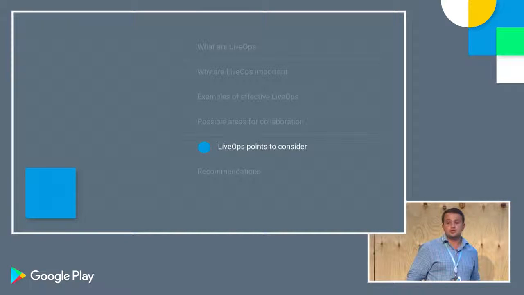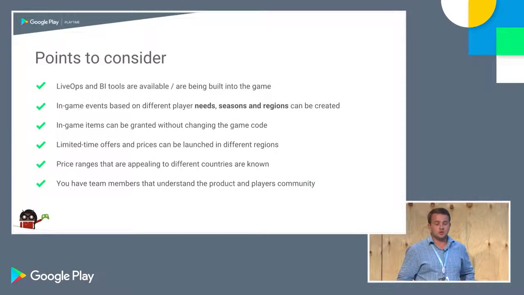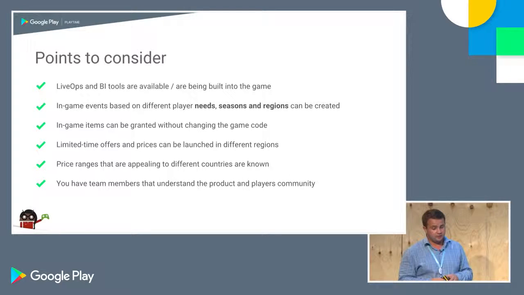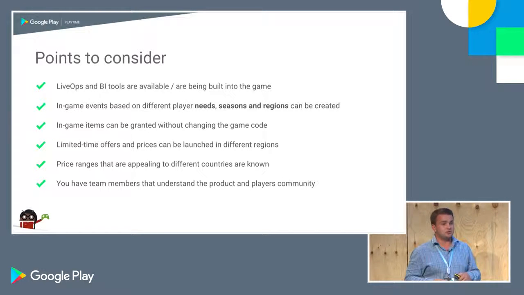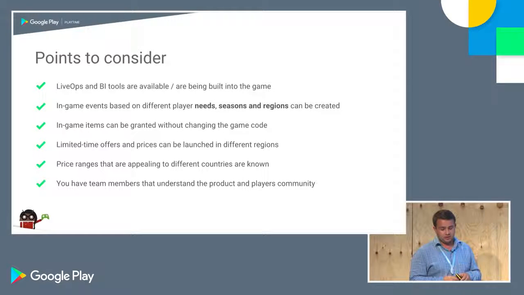Then, as a wrap up, what is important when it comes to live ops is knowing what tools you have for running live ops inside your game. If you are developing a new product, you should make sure that you have the possibility to create events based on different players' needs, seasons, and regions. That you can grant or activate items inside your product without patching it. That you know what offers are relevant to different regions and what the best price points are for the people likely to buy something in your game. And that you have team members who understand the product and can work with the community.